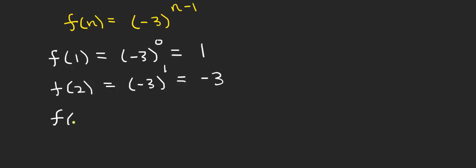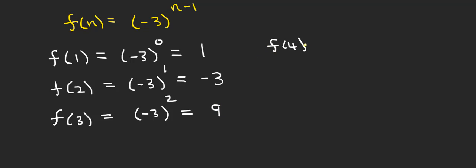What about f of 3? It's going to be quantity negative 3 to the second power, which is going to be 9. What about f of 4? It's going to be quantity negative 3 to the third power, which is going to be negative 27, and so forth. So it looks like you have to multiply the previous term by negative 3 to get the current term. So these are the first 4 terms of f of n equals quantity negative 3 to the n minus 1.